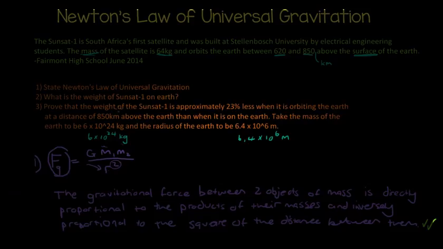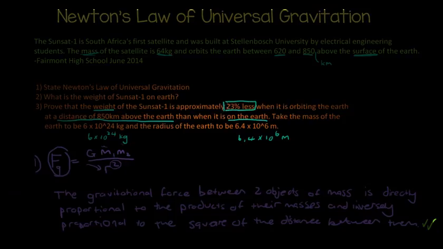Okay. And they say, what are you trying to do? Let's look at this question and actually try and understand what they want us to do. They want to basically compare the weight of Sunsat when it is at a distance of 850 kilometers above the Earth and when it is on Earth. Okay, and what are we comparing? The weight. And they say, prove that the weight of the Sunsat 1 is approximately 23% less. So that's the answer we're looking for.